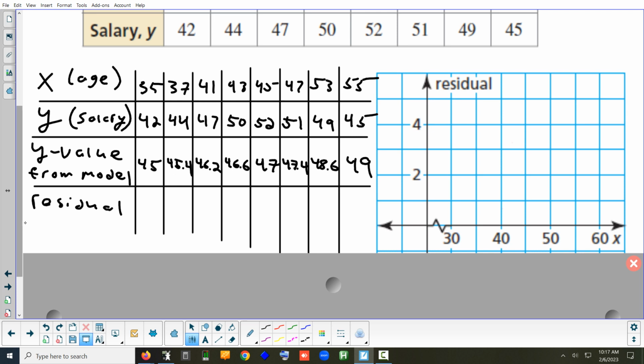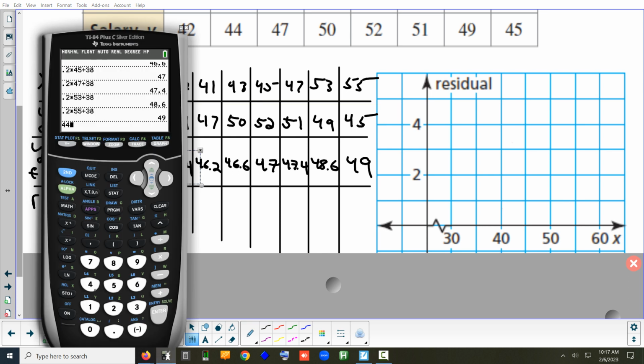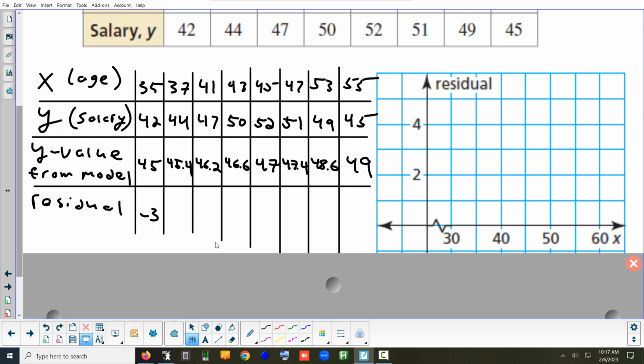So now, let's find the residuals. Remember, ones and negative ones are kind of what we're looking for. What's 42 minus 45? Yep. -3. So the prediction this time was 3 units off. It was too high. Yep. Okay. The next one is 44 minus 45.4. Okay, that was -1.4 off. Not bad.